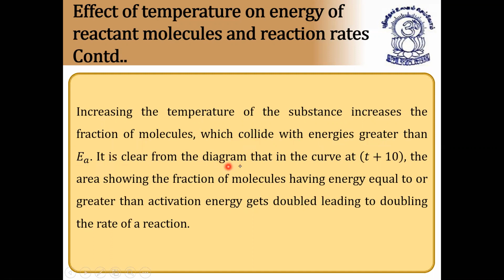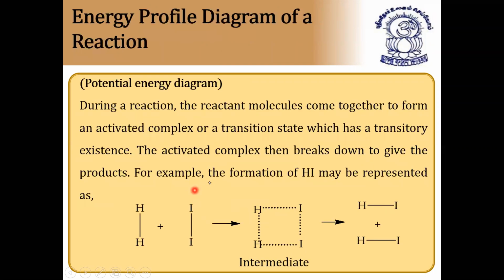It is clear from the diagram that in the curve at T plus 10, the area showing the black spot, the fraction of molecules having energy equal to or greater than activation energy, gets doubled, leading to doubling of the rate of reaction. That is called the temperature coefficient. This means as the fraction of molecules above activation energy doubles, the rate of reaction also doubles. So for every 10 degree rise of temperature, the rate of reaction is always doubled. Now, the energy profile diagram.